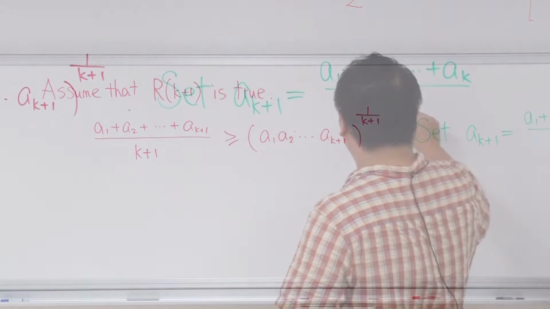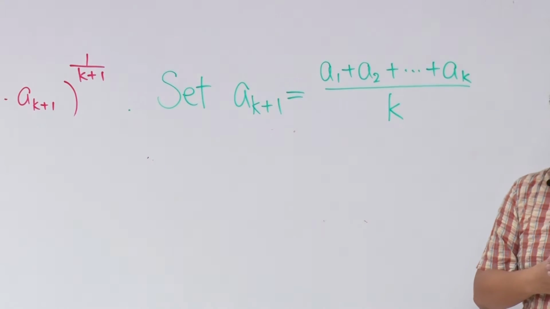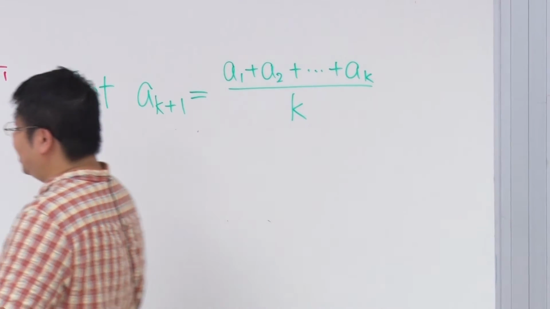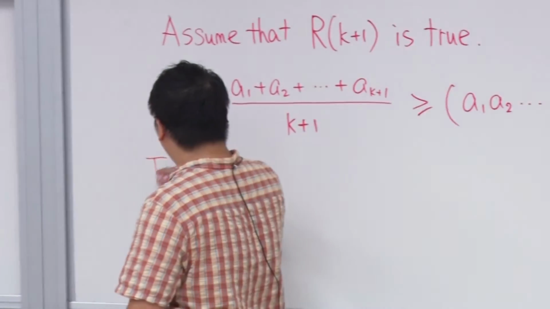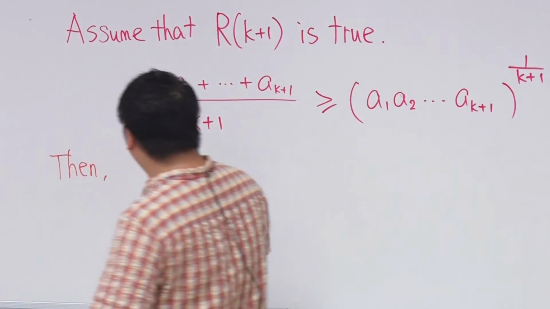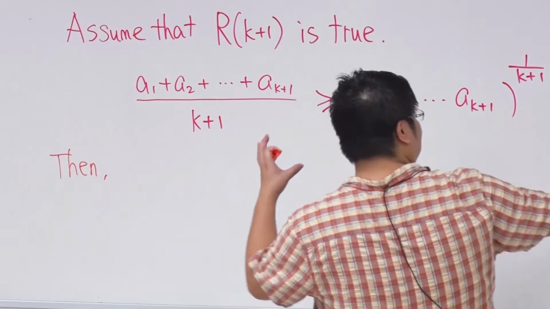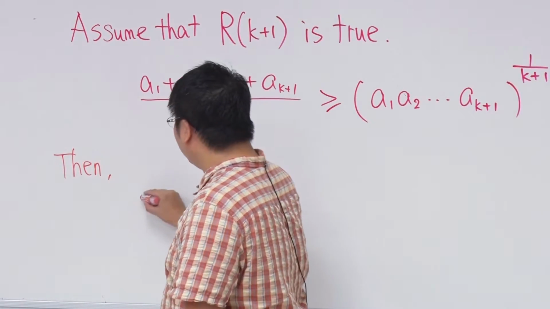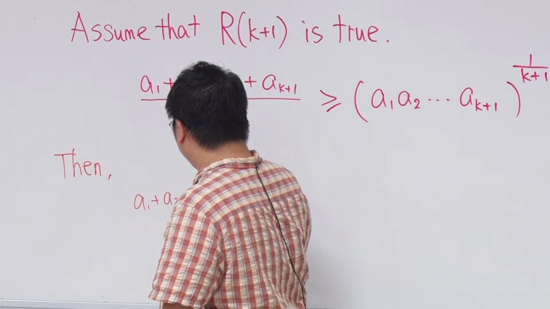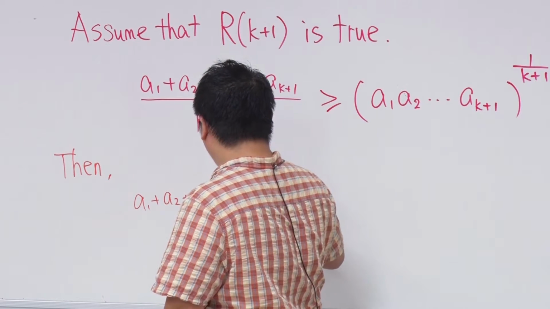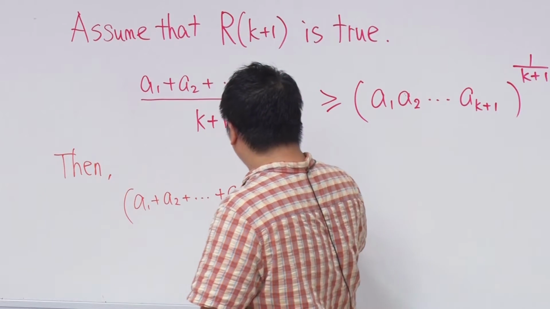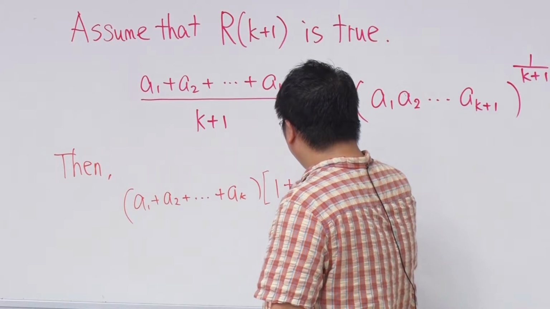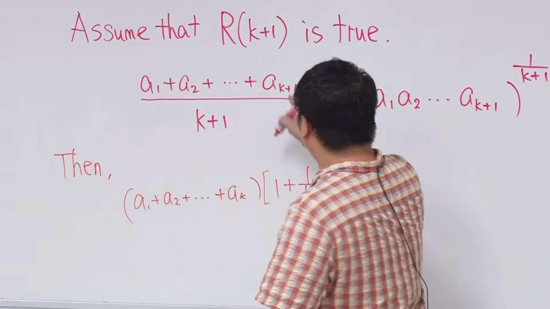Over k. Okay? Let us see what will happen. Then this one, we just substitute this A_{k+1} into this one. So the left-hand side will be equal to what? It will be equal to A1 plus A2 plus dot, dot, dot, up to AK. So we have 1 from this group, and then 1 over k from this k plus 1.